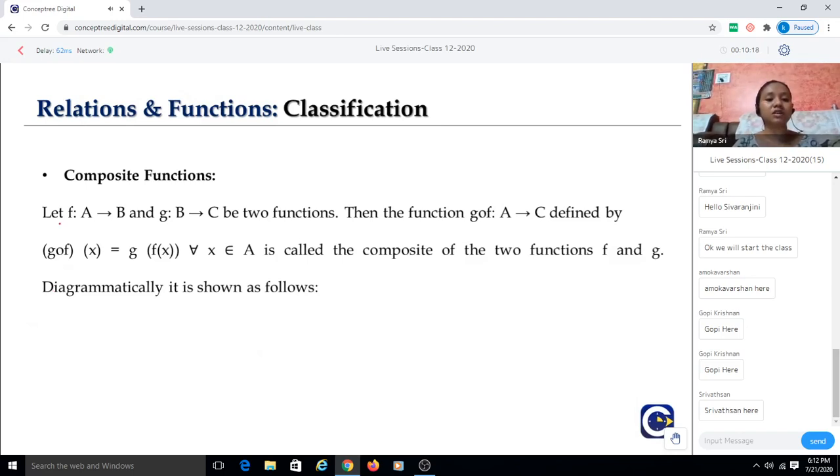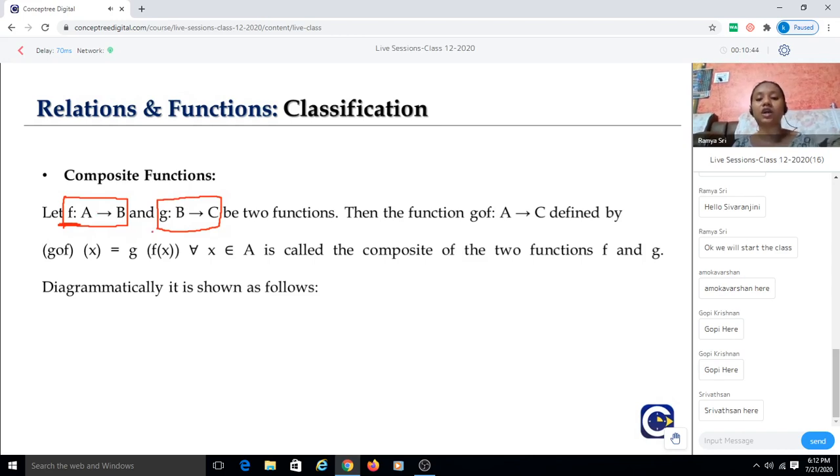So one is the function f, which is mapping from set A to set B, right? So this is our function f, which is mapping from set A to set B, and the second function is defined as g. So this is the second function g, which is mapping from set B to set C, right? So these are our two functions here, f and g.